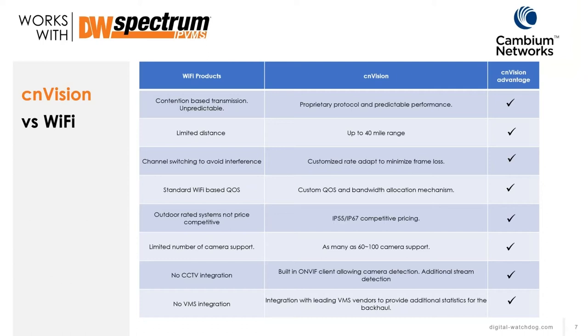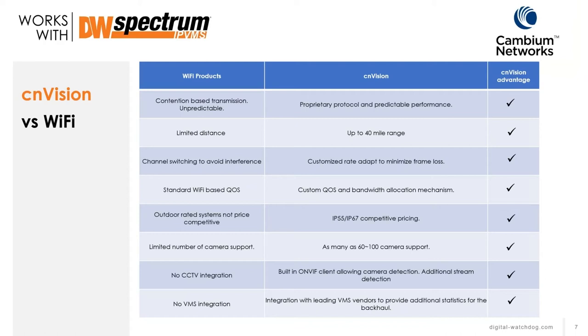We've talked to many different types of audience on this, is that CNVision is not a Wi-Fi system. It's not going to be a system that's going to be interfered by your local Starbucks or somebody's Wi-Fi blasting away from inside their homes. There's a bunch of things in here.